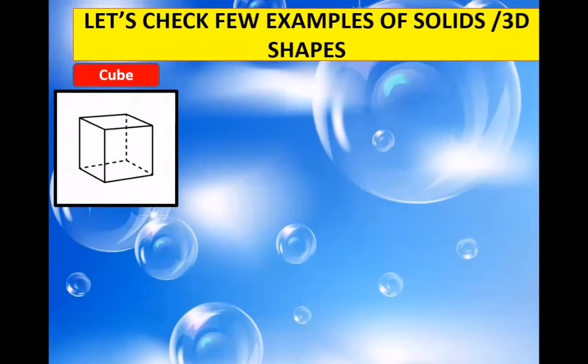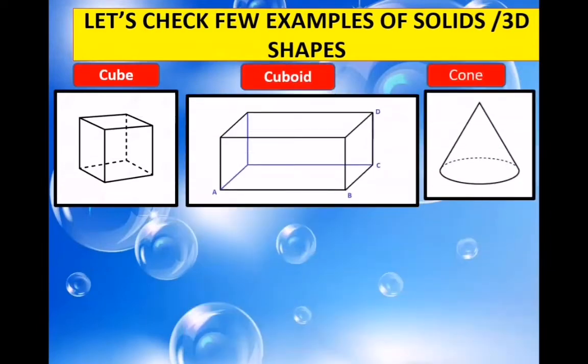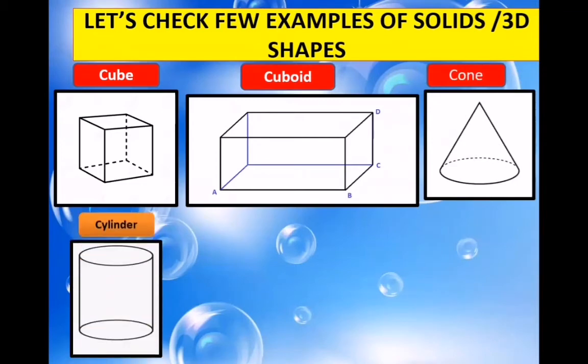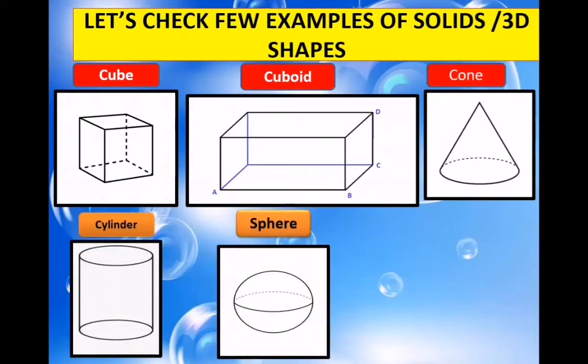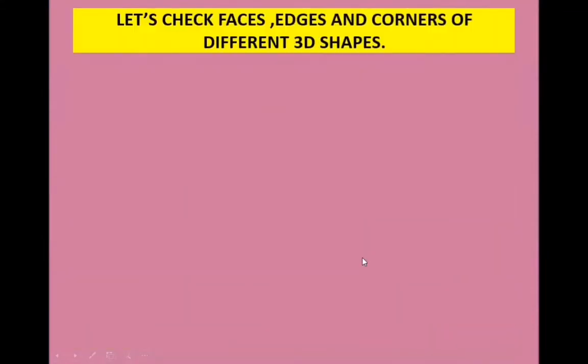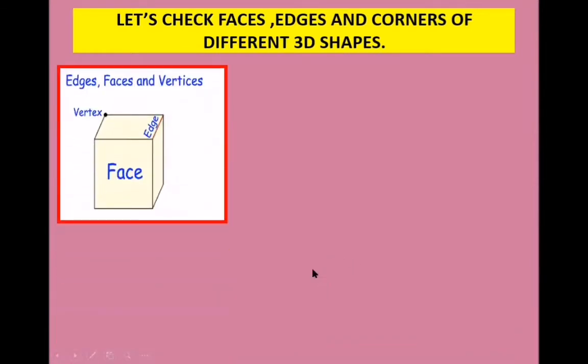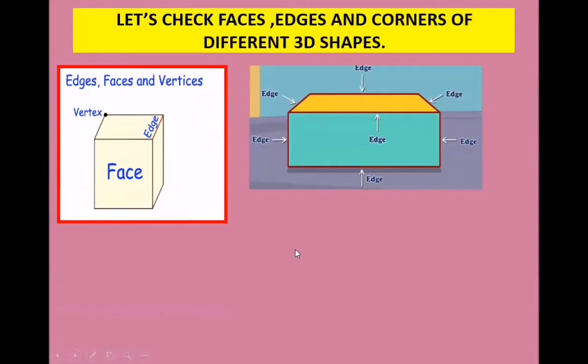First one, cube, then cuboid, cone, cylinder, sphere, and pyramid all have straight and curved surfaces. Let's check faces, edges, and corners of different 3D shapes. Now edges, faces, and vertices.